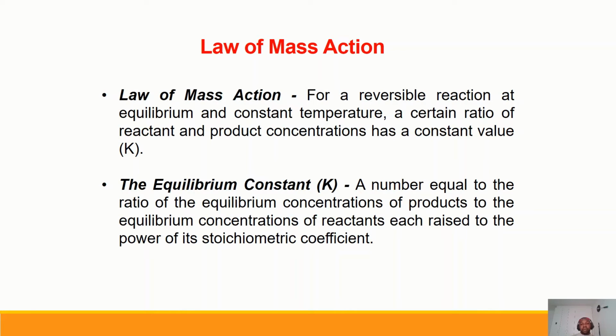So in definition proper, the law of mass action says that for a reversible reaction at equilibrium, at constant temperature, a certain ratio of reactant and product concentration has a constant value K, and that is the K that we're talking about. So it is equal to the ratio of the equilibrium concentration of products to the equilibrium concentration of reactant, each raised to the power of its stoichiometric coefficient.